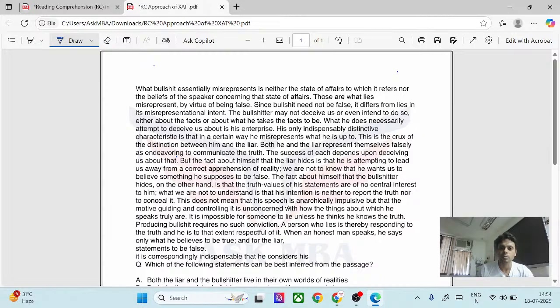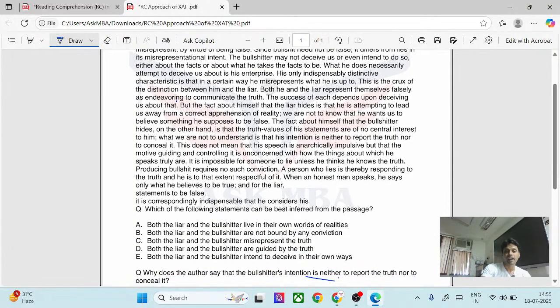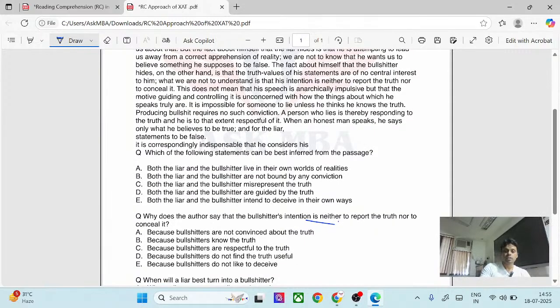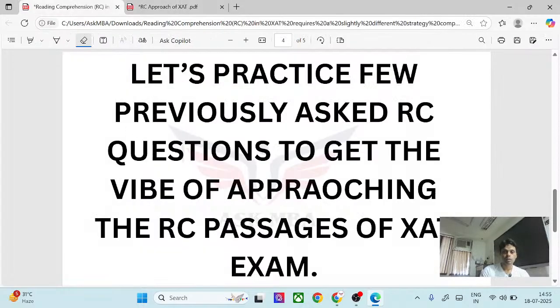This does not mean that his speech is anarchically impulsive, but that the motive guiding and controlling it is unconcerned with how the things about which he speaks truly are. It is impossible for someone to lie unless he thinks he knows the truth. Producing bullshit requires no such conviction. A person who lies is thereby responding to the truth, and he is to that extent respectful of it. Now you got an idea. So basically first they compared the bullshitters and liars. Guys, आपको simplify करना है. Now let's go to the part how to approach.